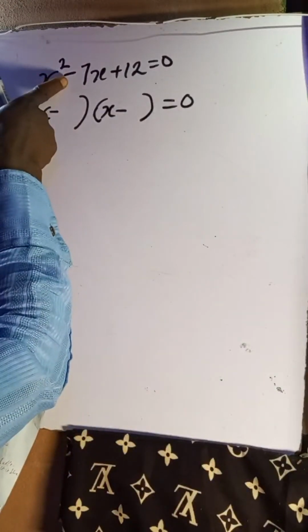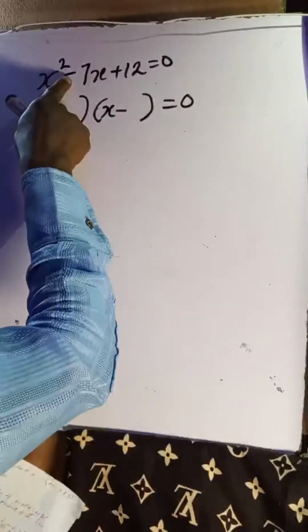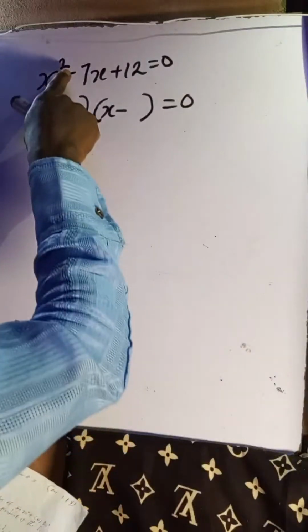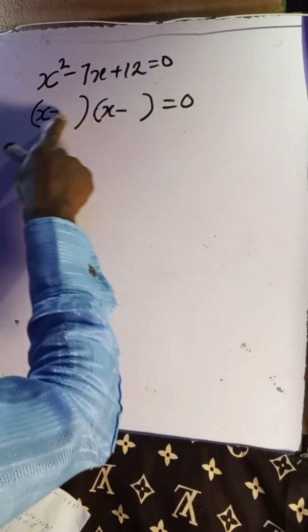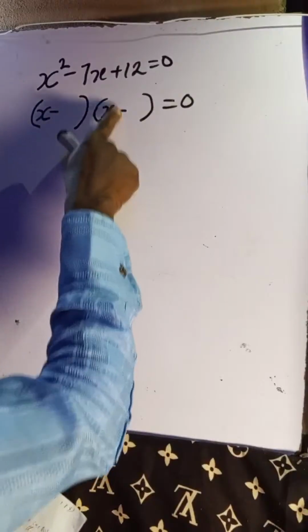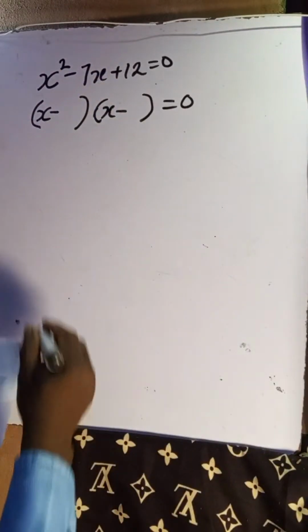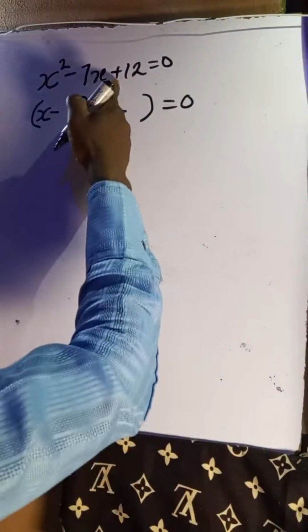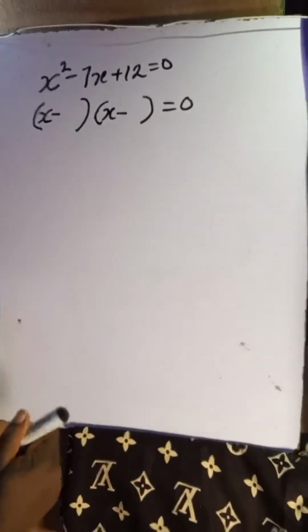We are going to come here. This is minus. So whatever sign that is here, note that that is what will be here and here. So minus times minus will give us plus. So it means we are going to have minus and minus, which is what will be here. Then what are the two numbers?